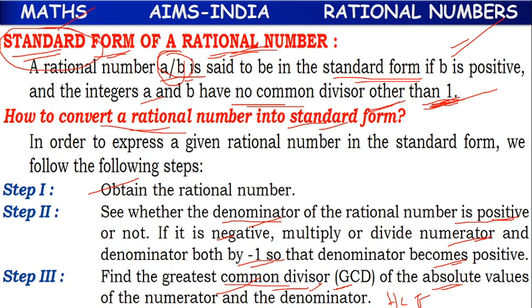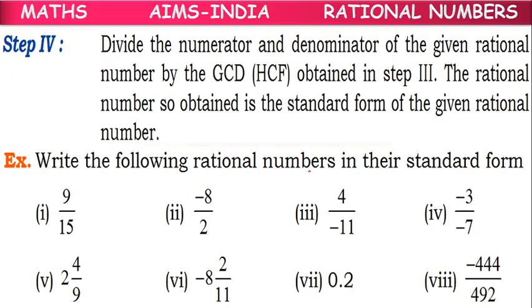First, we have to change the denominator into positive. Next, we have to find their HCF or GCD. For what? For absolute values. If I have -72 by 960, I have to find the HCF for the absolute values. Absolute values means always positive; the minus we should not consider. Next, we have to divide both numerator and denominator by their GCD or HCF, like we have done in lowest form. Then we can say that it is in standard form.